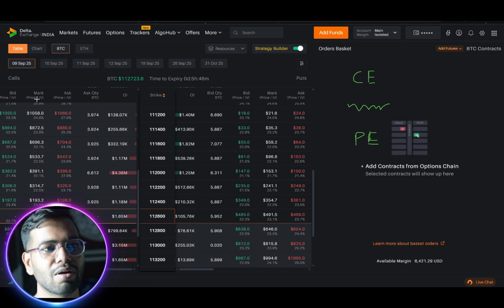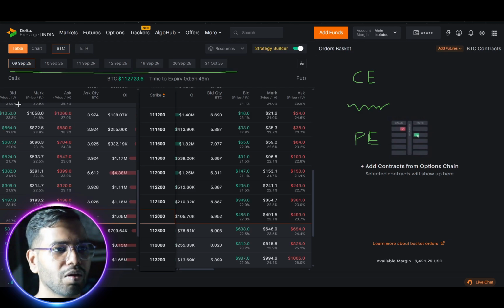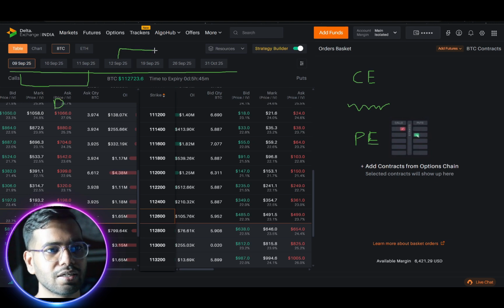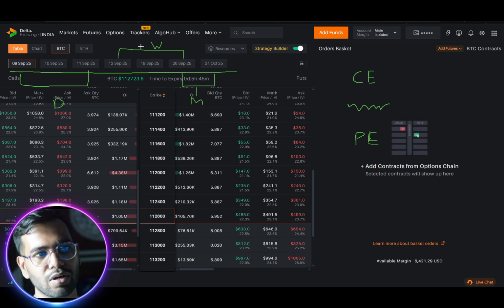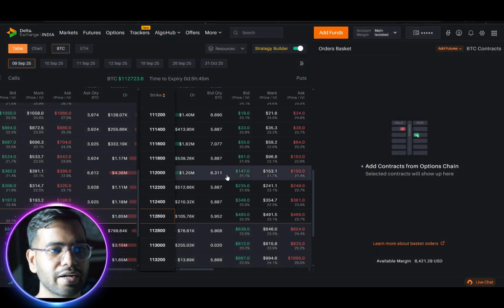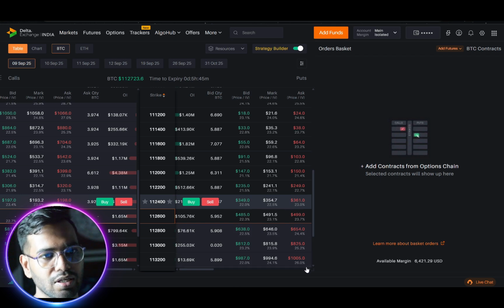This strategy can be applied on the various expiries available to us on the Delta Exchange platform. For example, these are the daily expiries, these are the weekly expiries, and these are the monthly expiries available to us on Delta Exchange. Okay, friends, this was a slight introduction.